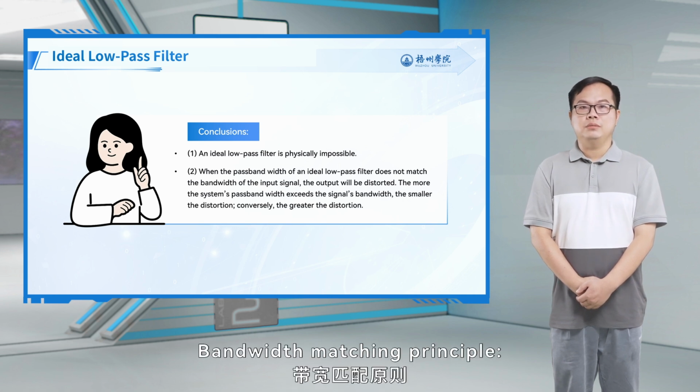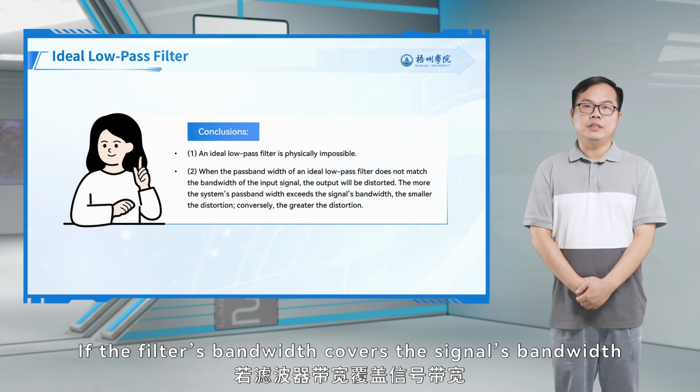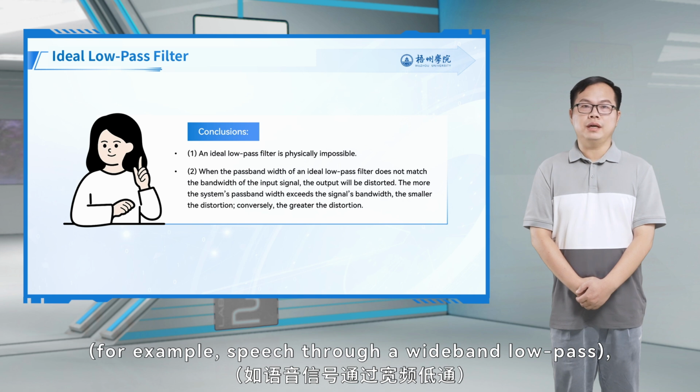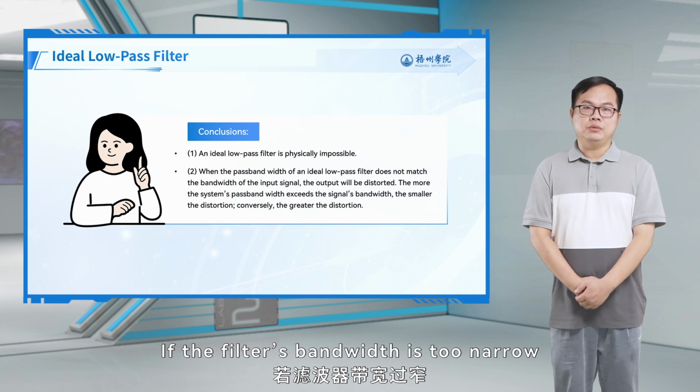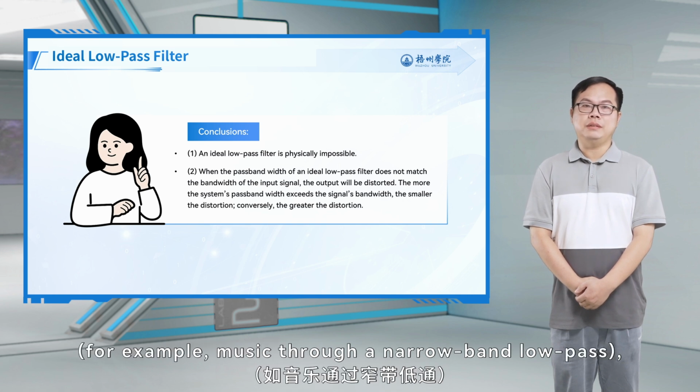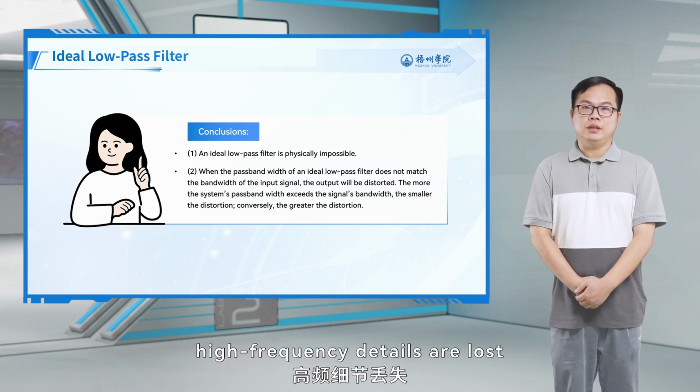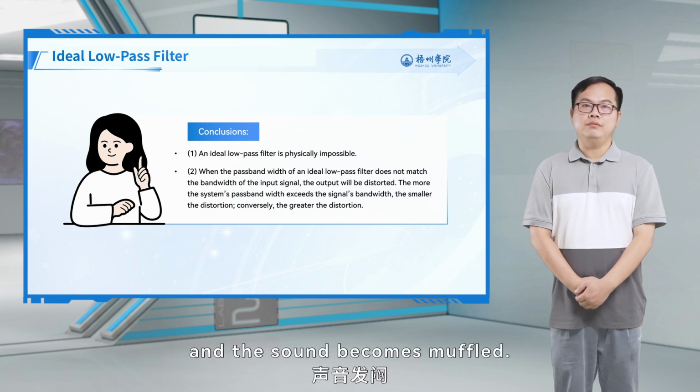Bandwidth matching principle. If the filter's bandwidth covers the signal's bandwidth, for example, speech through a wideband low pass, the output is basically distortionless. If the filter's bandwidth is too narrow, for example, music through a narrowband low pass, high-frequency details are lost and the sound becomes muffled.